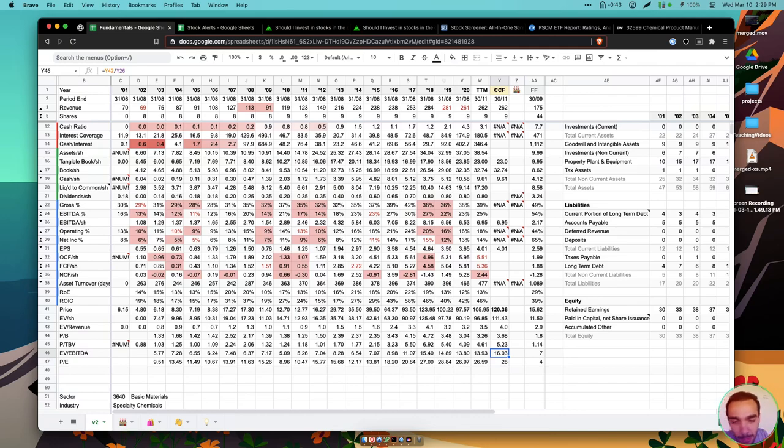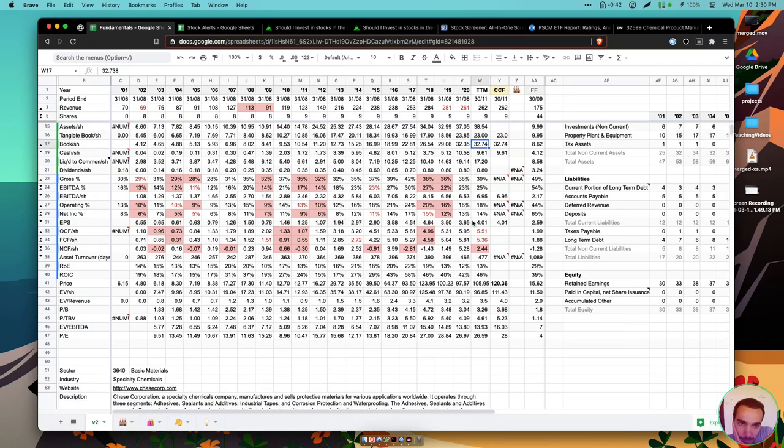EBITDA, 16. Man, I just don't see it. 0.8, like the dividend yield is negligible. 5 times tangible book. Yeah, I'm gonna ignore a book. Actually, no. I mean, you're going to ignore assets. But your book, 32, okay, that's pretty good. 32 is pretty solid. 4 times revenue, so it's high historically.